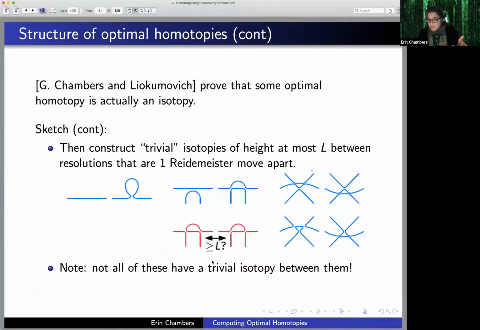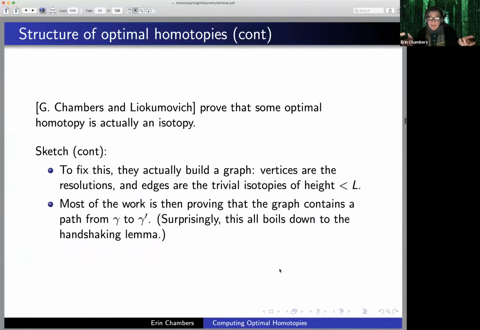This one is not so clear. These two resolutions, well, you're not allowed to introduce crossings, so there's no continuous way to morph this back and connect them. So don't put an edge between these, and connect all the good ones that you can resolve consistently. Not all of these will have a trivial isotopy, but some of them do. And then they build a graph: vertices are the resolutions, edges are trivial isotopies of height less than L. It really boils down to the handshaking lemma, that there are two vertices of odd degree and hence they can find a path.